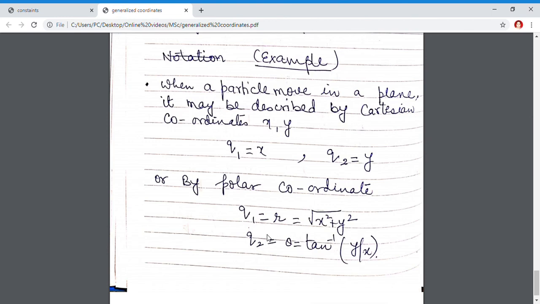In our next lecture, we will derive D'Alembert principle, and using D'Alembert principle, we will derive Lagrangian equation. Thank you, students.